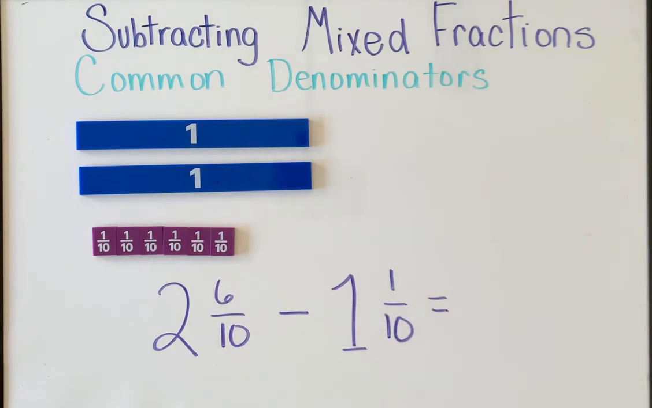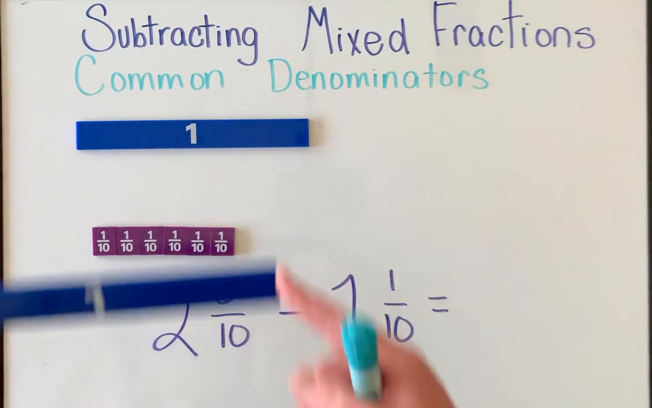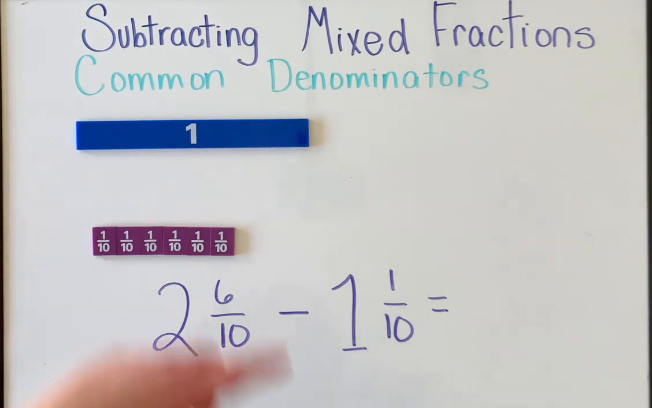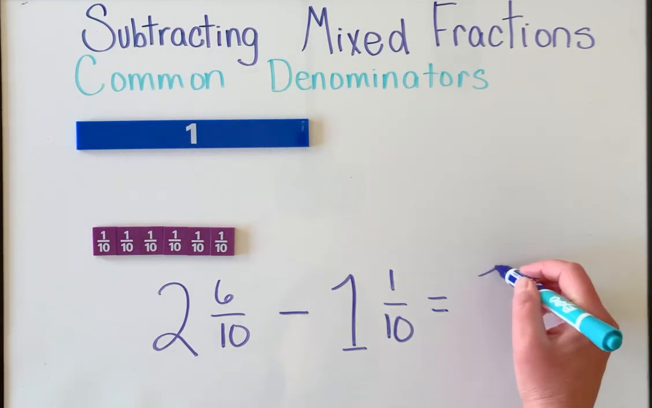Now, just like with adding fractions, I like to start with taking away your whole numbers. So let's look. Here I have 2 wholes, and I'm taking away 1 whole. Can I take 1 from 2? And the answer to that is yes. So if I take 1 whole away, that's going to leave me with 1 whole still remaining.